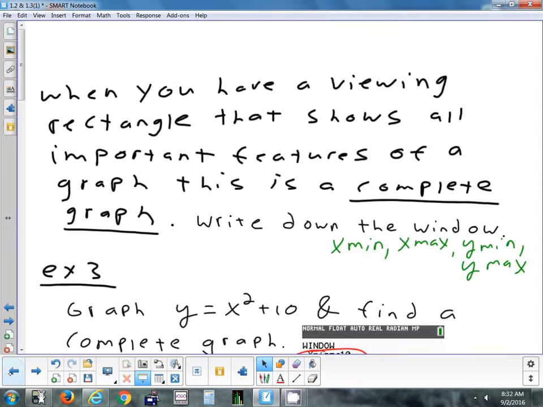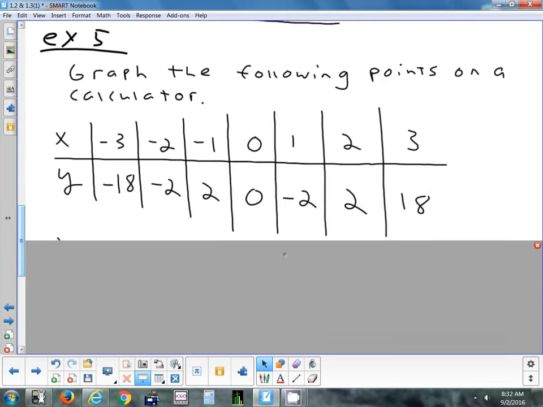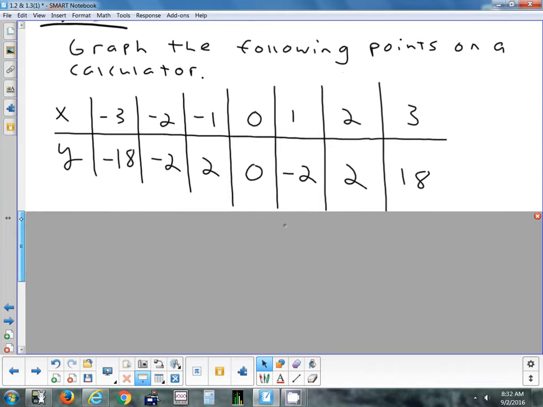All right, so last thing in section 1.2 is they ask us to graph just individual points. Okay, not an entire line. But we'll just graph these points. Okay, and we don't even need to graph them all. Once you graph a few of them, you kind of get the idea of what's going on. But if you want to type them all in, you can. And let me show you how you do it.